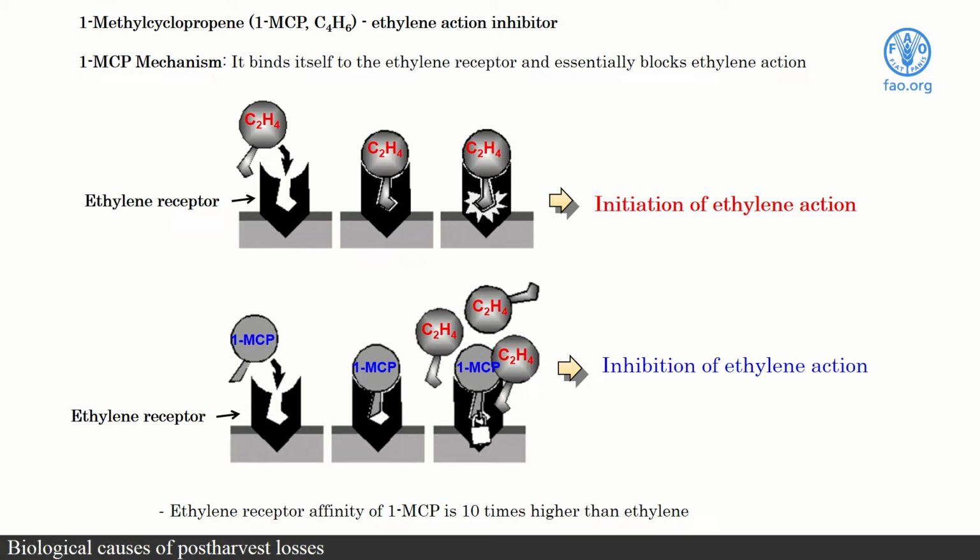This slide shows the mechanism of ethylene action inhibitor 1-MCP. As you can see in the pictogram, ethylene action is inhibited when 1-MCP binds to the ethylene receptor. So, to inhibit ethylene action, the inhibitor 1-MCP binds to the ethylene receptor and hinders ethylene from binding to it. 1-MCP binds to the ethylene receptor faster than ethylene due to 10 times higher affinity of 1-MCP to the ethylene receptor as compared to ethylene.